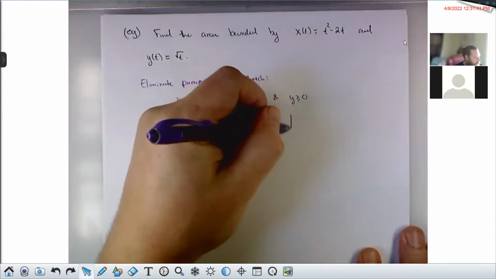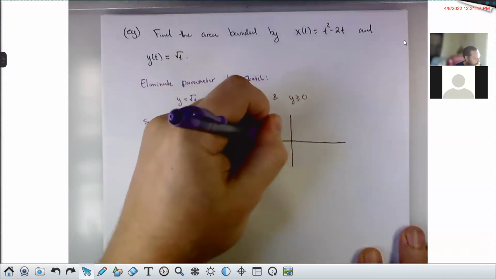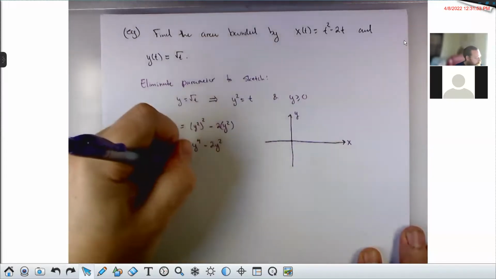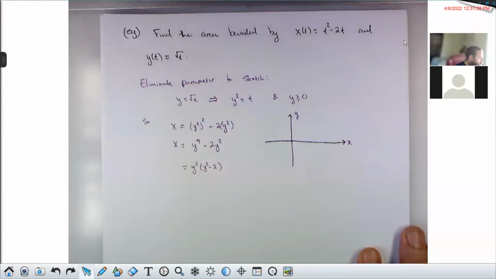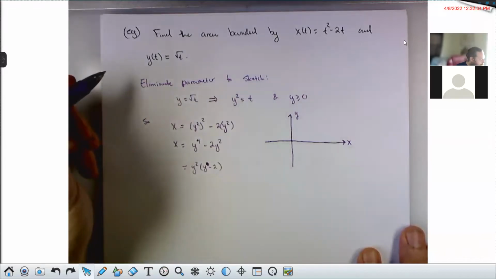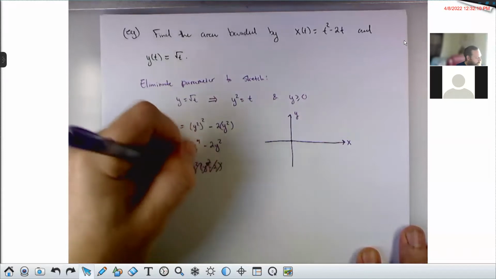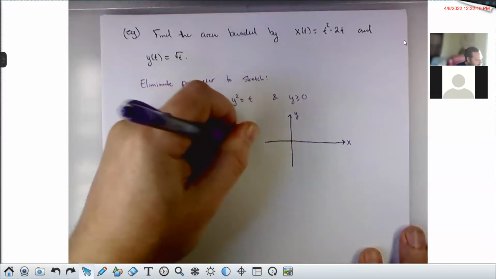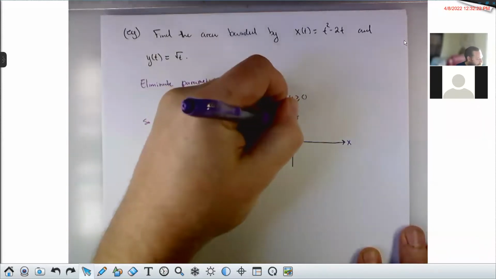The full graph of this, if you factor that, use the tools of pre-calculus here, this is y squared times y squared minus 2. Sorry, let me rewrite it. This is y squared times y squared minus 2. So you've got a root at y equals 0, and you've got roots at plus and minus square root of 2.